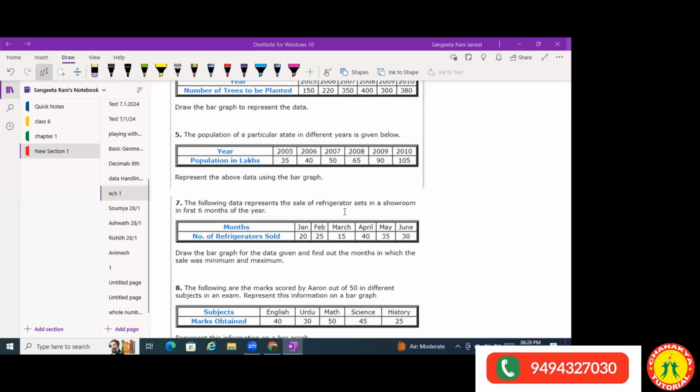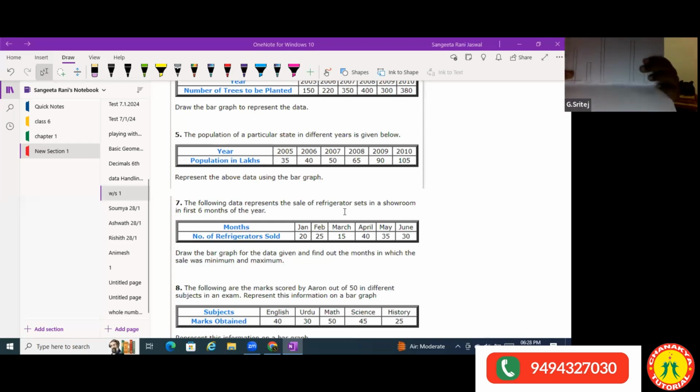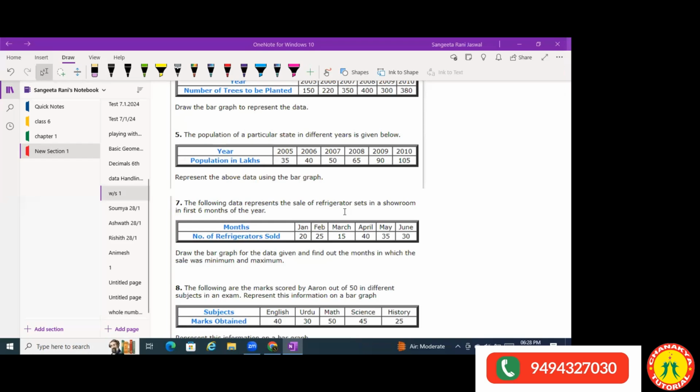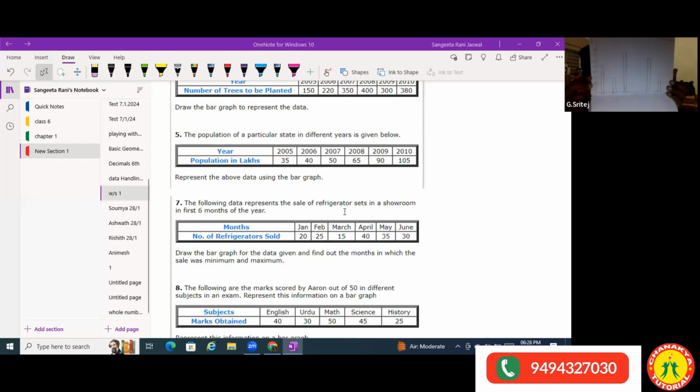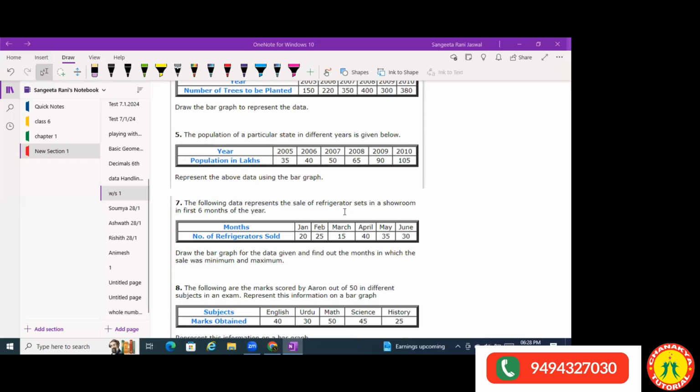Why is there so much gap in the middle? Ma'am, I needed space to write down the numbers. You shouldn't give that space. See, the space between each bar has to be equal, otherwise it will go wrong. Okay, so an equal gap should be there between the bars. Make it correct.